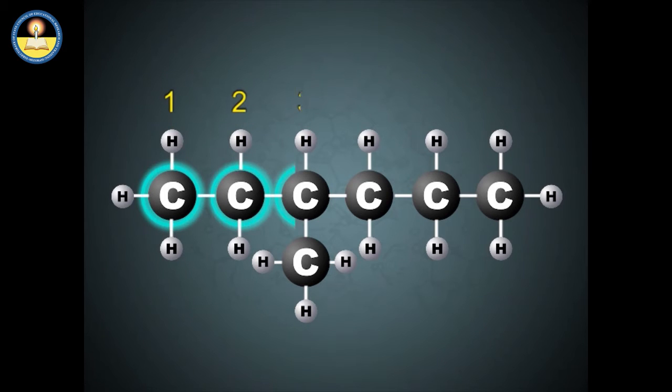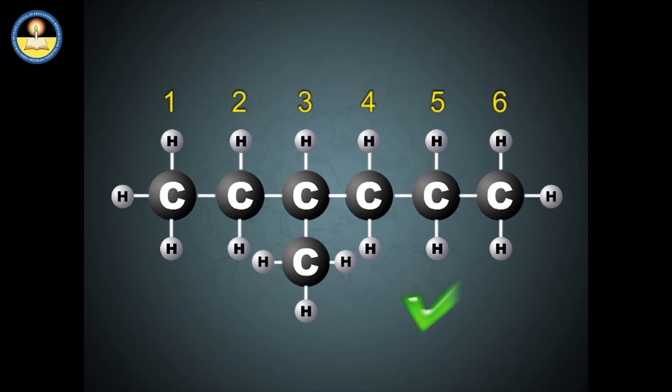1, 2, 3, 4, 5 and 6. In this way, we see there are 6 carbon atoms in a chain. In this way, we find that there are more carbon atoms than the previous one. It is the correct way to identify the longest chain.